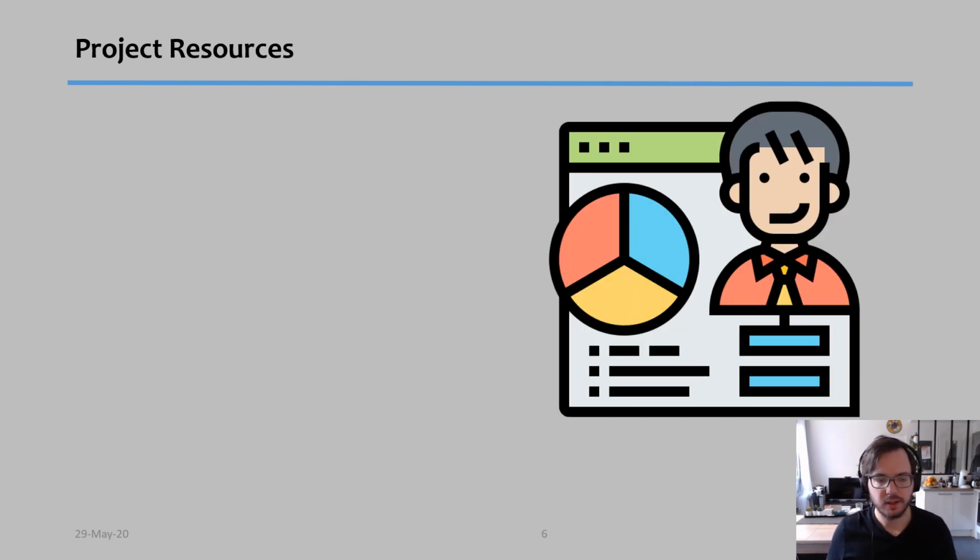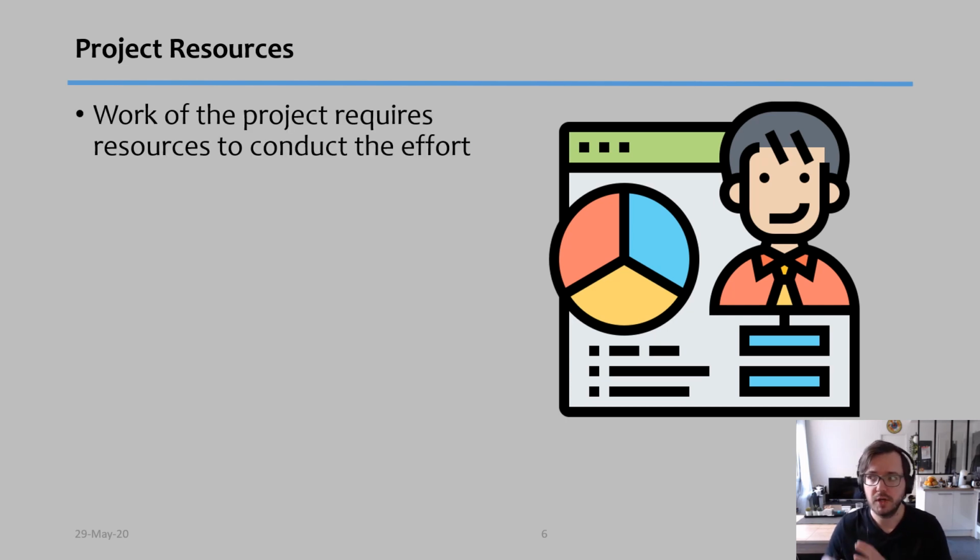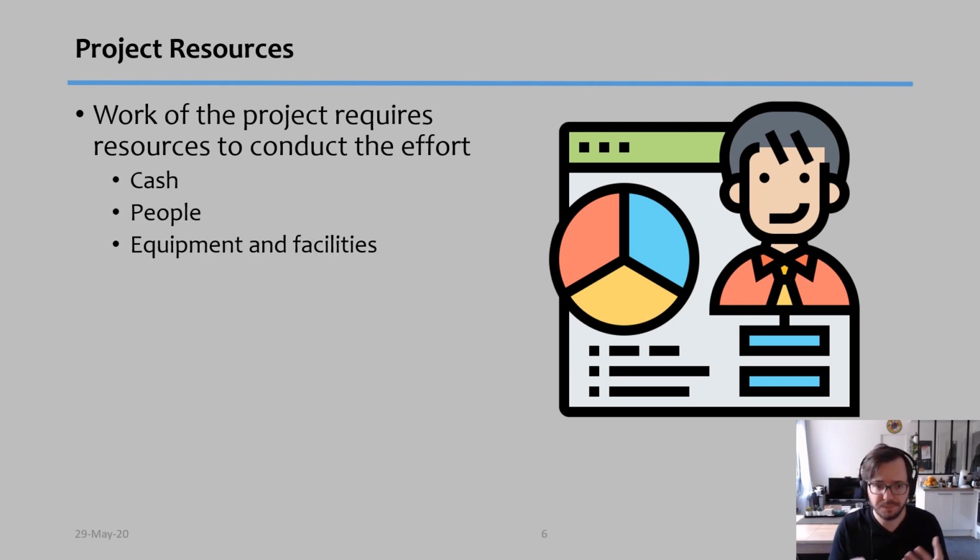The last side of the triple constraint is project resources. In project resources, we understand one thing: in order to achieve the result of the project, we're going to have to do work, and to do that work, we need certain resources. Resources like cash, obviously people, and even equipment and facilities. Now, some projects require specific equipment and specific facilities. They're not available anytime you want. You might have to request them in advance, so you have to manage that.